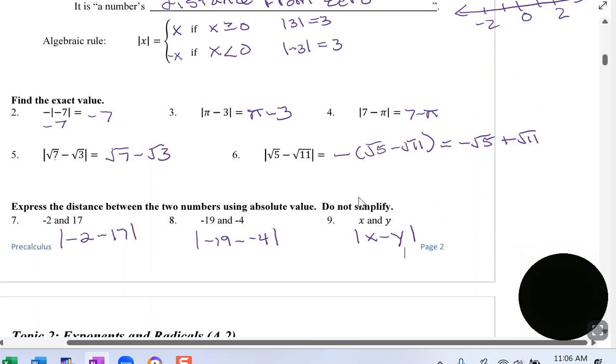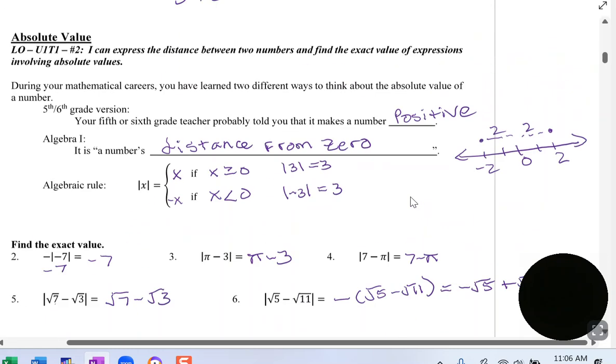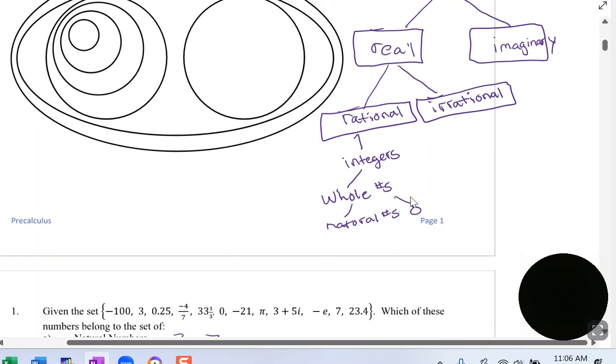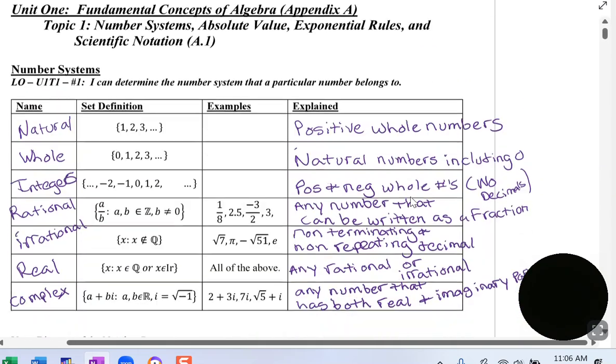All right, so that concludes topic number 1, which is absolute value and the number systems.